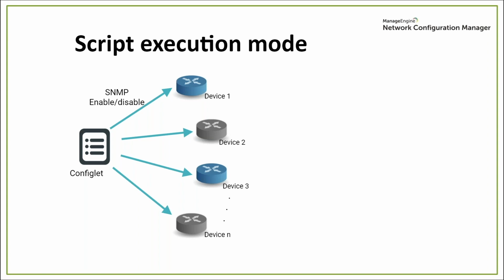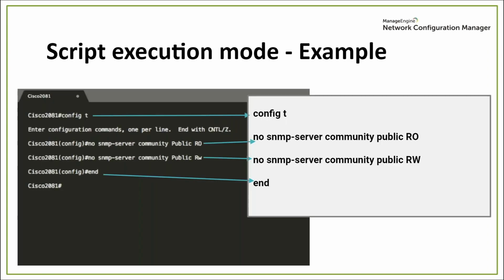So the first one is script execution mode. Script execution mode is used when you want to remotely execute commands in different devices. For example, if you want to enable or disable SNMP or download firmware image or change password in multiple devices, you can use the script execution mode. So on the left hand side, you can see the telnet or a putty. The commands which are present in the left hand side will be the same as the ones which you will be entering in the configlet as the configlet command.